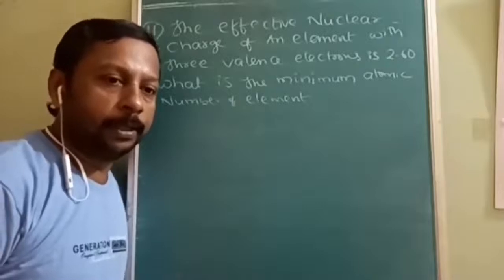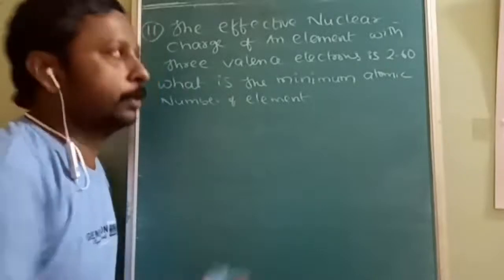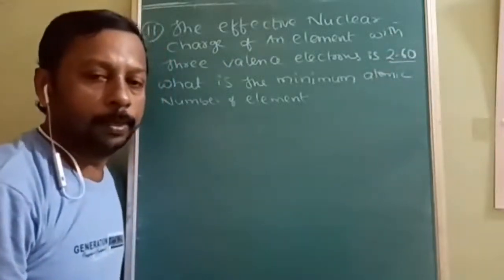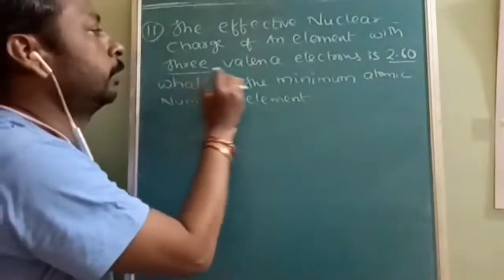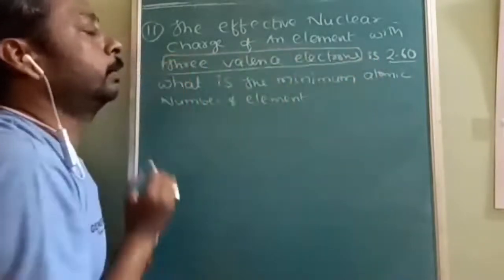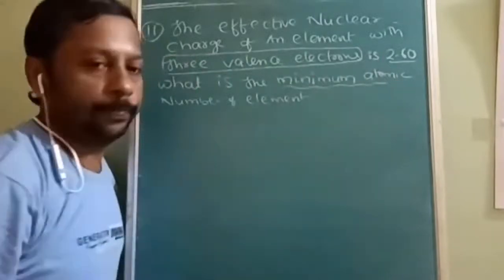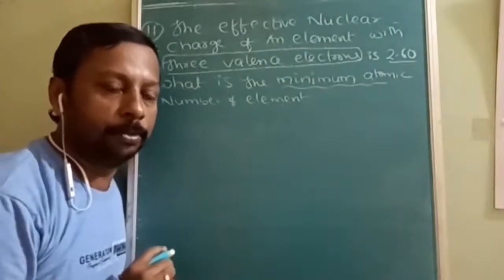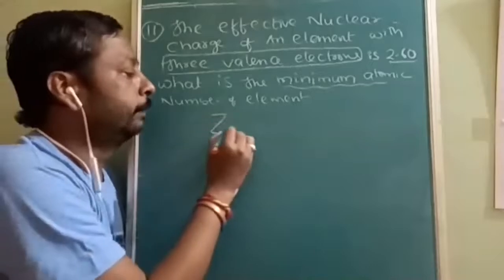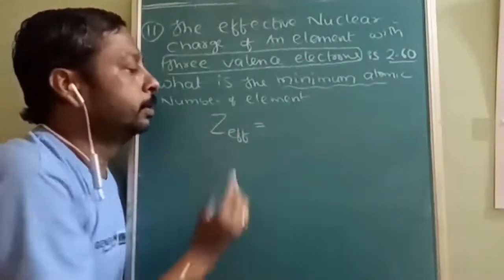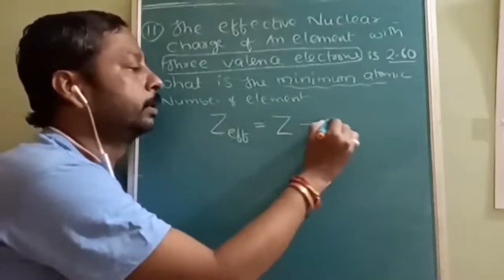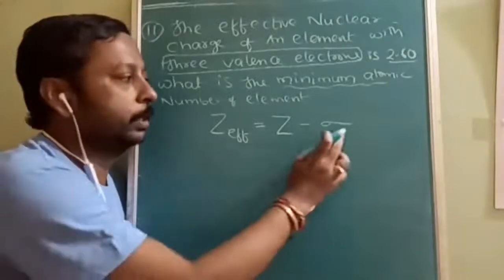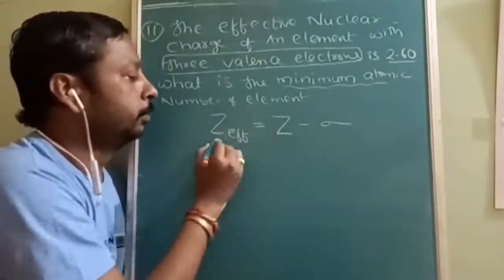It is given as effective atomic number. Effective atomic number of the element is 2.60, and 3 valence electrons are there, and minimum atomic number. You need not worry about how to find effective atomic number; simply you should know Slater's rule. Z effective is atomic number minus Slater constant, sigma. So Slater constant something is equal to Z effective.